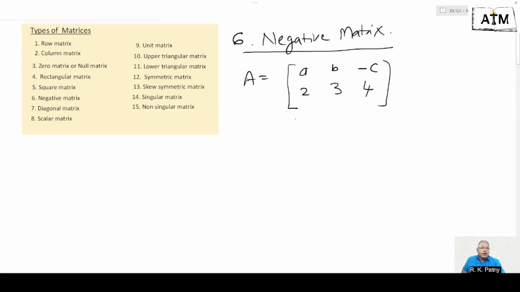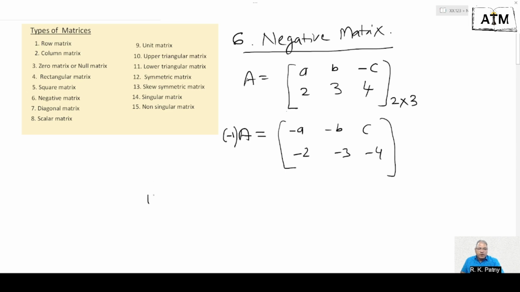Now let us move to the next one, that is the negative matrix. Suppose we have a matrix A that is 2 by 3 type, or 3 by 2, or whatever it may be. But if you multiply the given matrix by -1, each element will also get multiplied by -1, that is, a becomes minus A, minus B, minus into minus plus, -2, -3, -4.